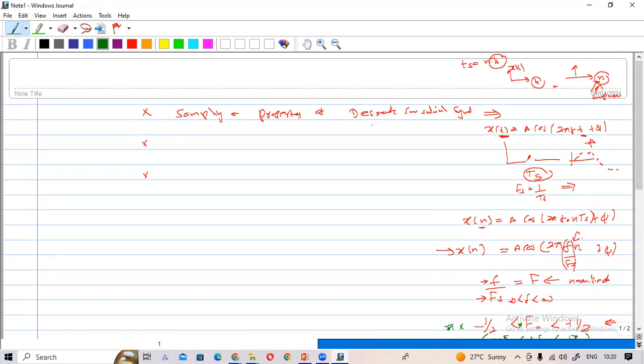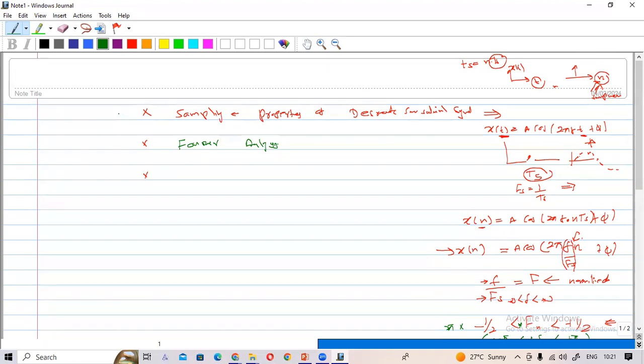So sampling and properties of discrete time signals we have discussed. This is one property. Then we come to Fourier analysis. Maybe I'm not sure, I'm not 100% sure. I will check and let you know.